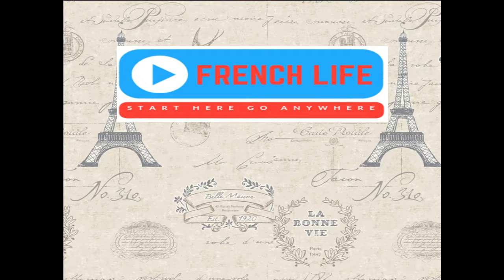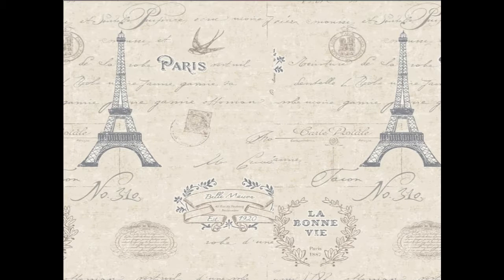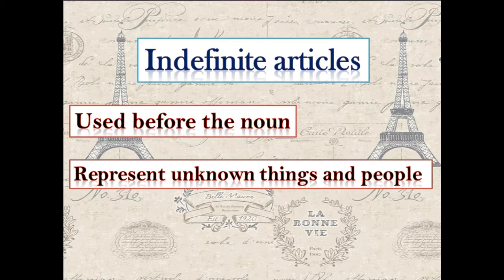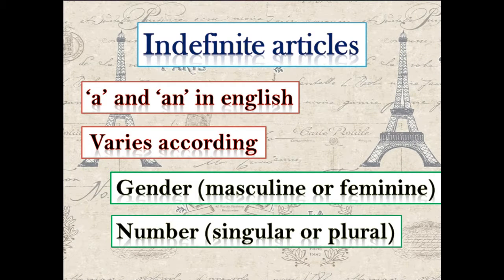In this video, I am going to describe the indefinite articles. Indefinite articles accompany nouns representing unknown things and people. They are usually translated into English as a and an. It varies according to the gender, masculine or feminine, and number, singular or plural, of the noun it accompanies.